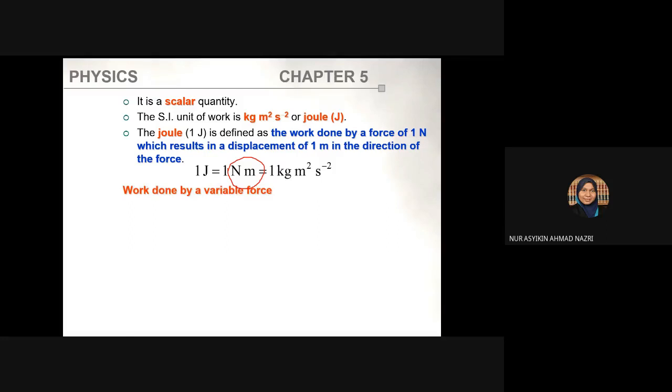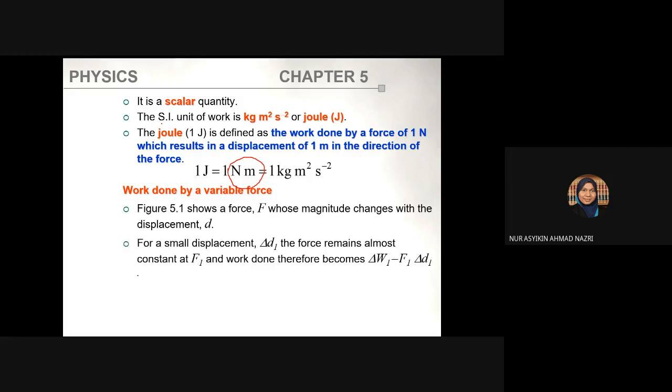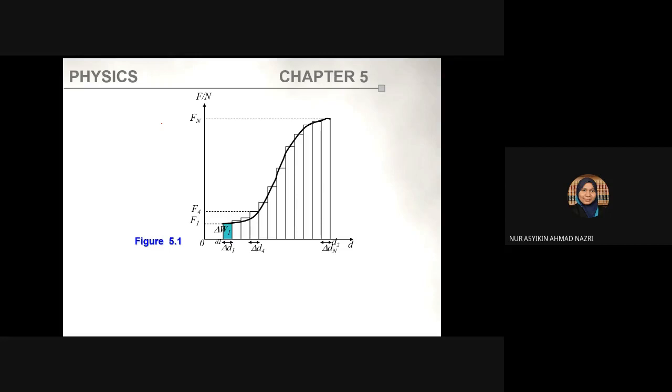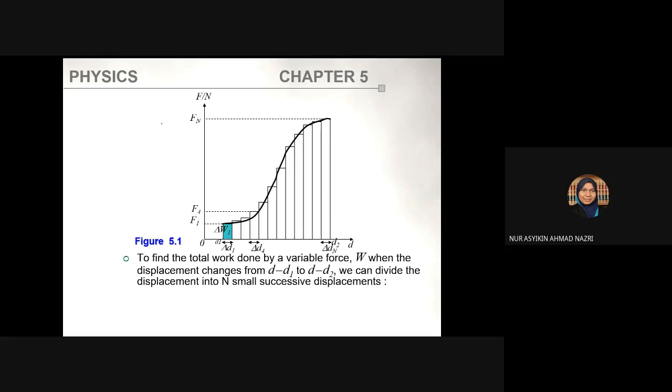Alright, so work done by a variable force F whose magnitude changes with the displacement D. Okay, so for a small displacement, the force remains almost constant at F1, and work done therefore becomes F1 delta D. And then we can plot this graph. Kita dapatlah graph yang macam ni. So kecil-kecil bila kita bahagikan.